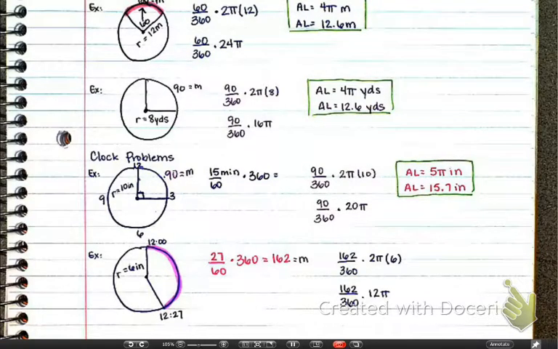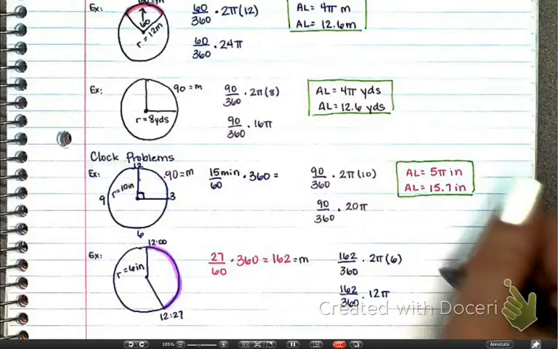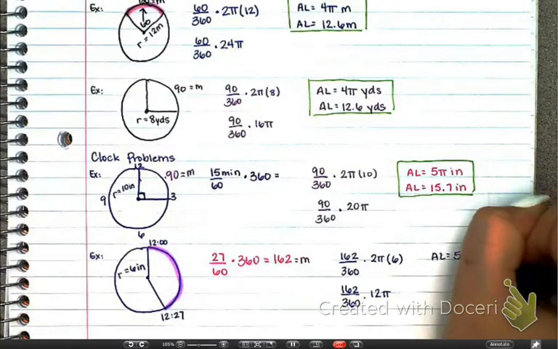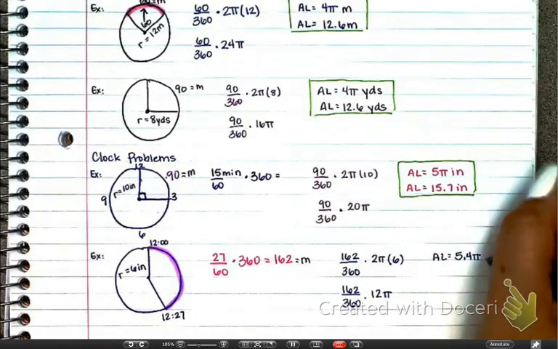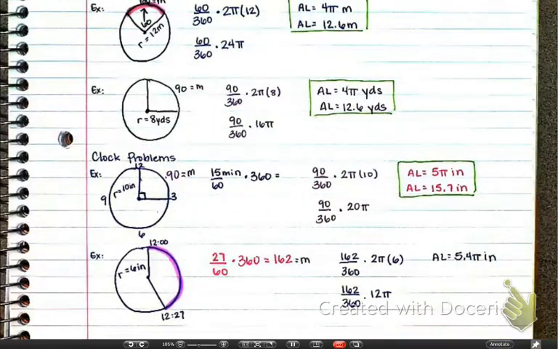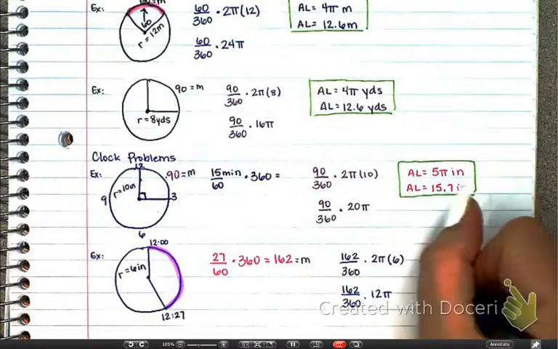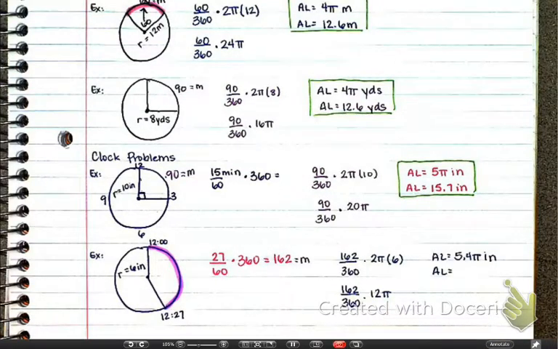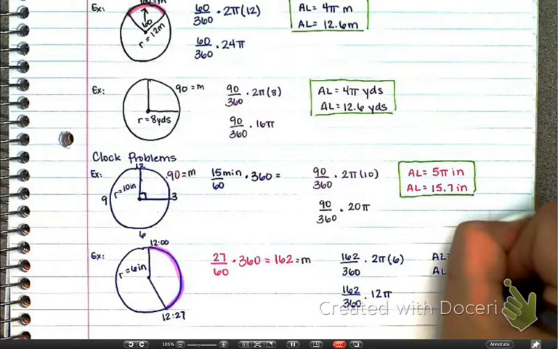If I want an exact answer, I'm going to get 5.4 pi inches. Did we all get that? Okay. And then my rounded answer. What'd you get for your rounded answer, rounded to the nearest tenth? 17. Good. 17 inches.